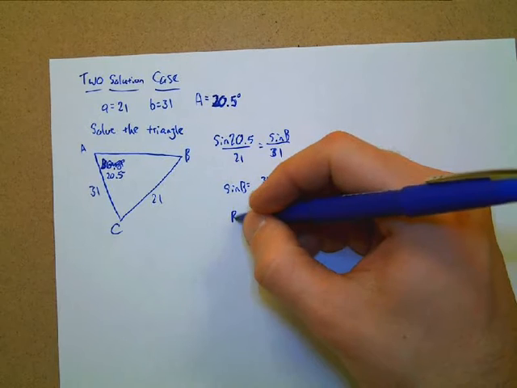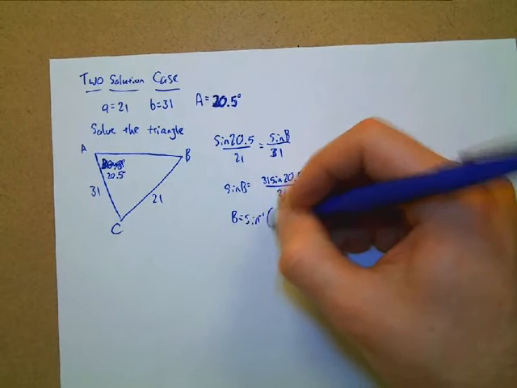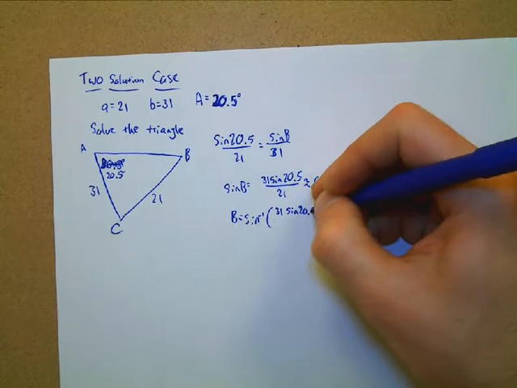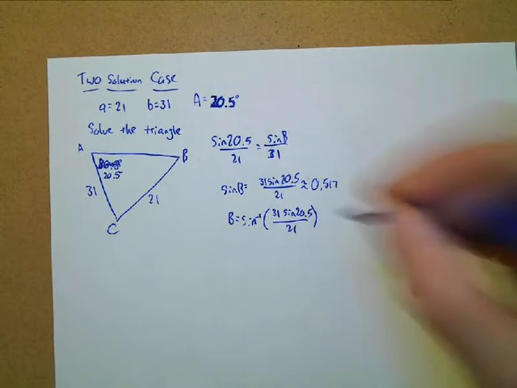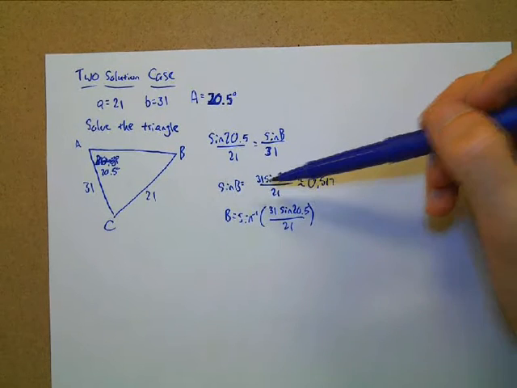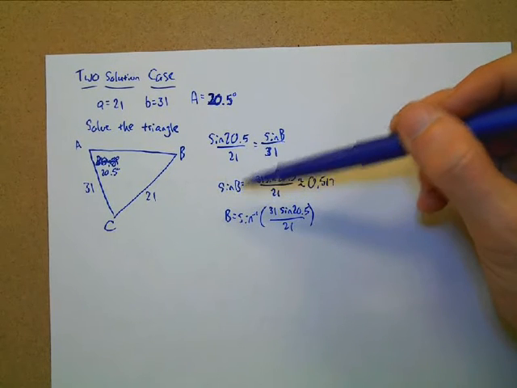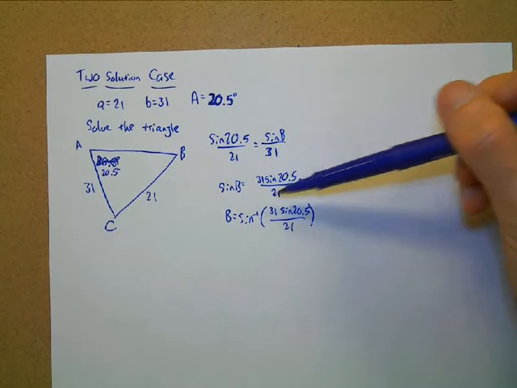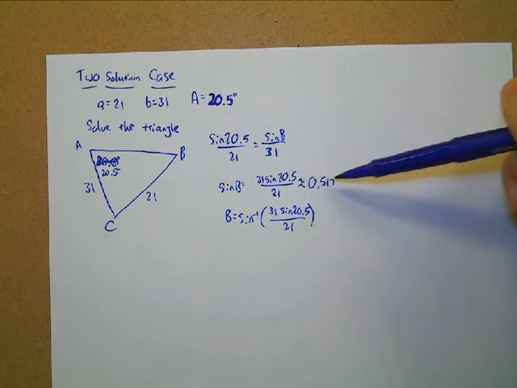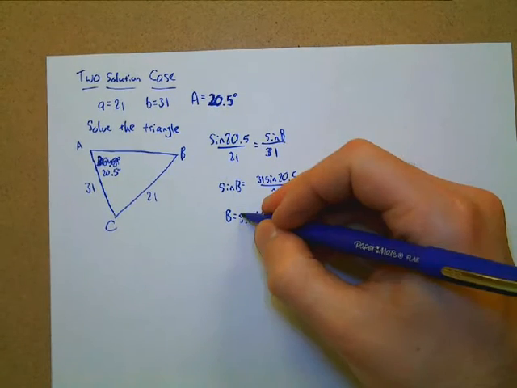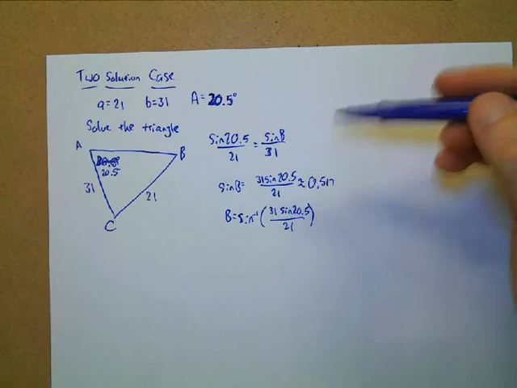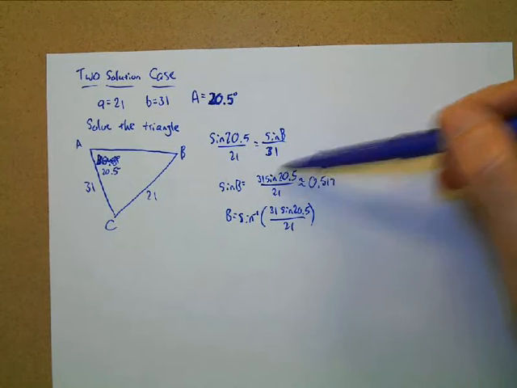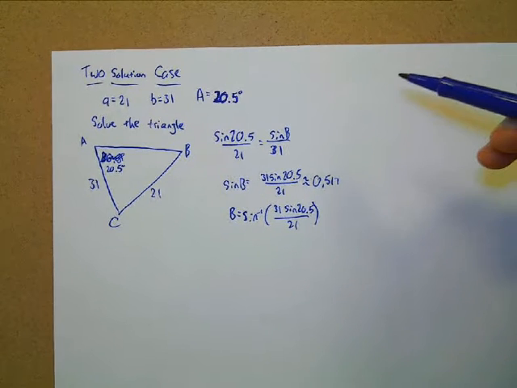But the idea is, again, we're trying to find all the angles B that would work in this triangle and that result in this ratio, which is approximately 0.517. So all the angle B's, when you take the sine of them, result in this ratio, which is about 0.517. So we do that in our calculators. Second sine, 31 sine 20.5 over 21. And I get about 31.129.